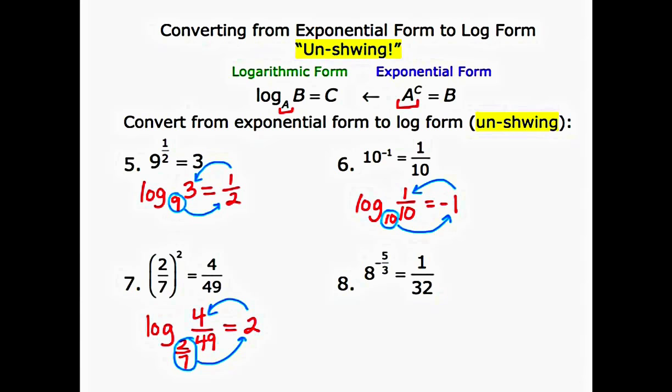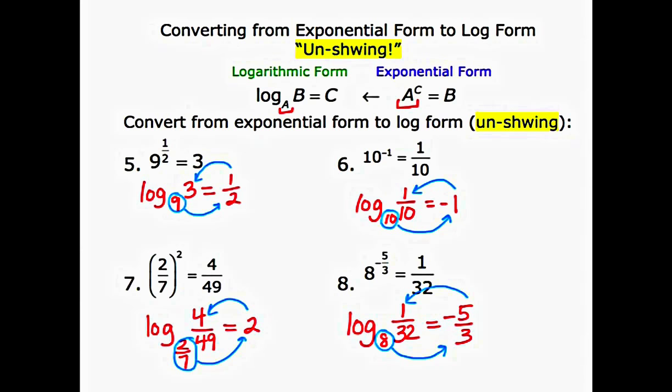For our final example, we have 8 to the negative 5/3 is equal to 1/32. Keep in mind that that base is 8. So we end up getting log of 1/32 base 8 is equal to negative 5/3. When we swing to check, we get 8 to the negative 5/3 equals 1/32. And that's exactly what we started with. So in these 4 examples, we went in the reverse direction as on the previous slide. We went from exponential to logarithmic form by doing what's called an unswing.